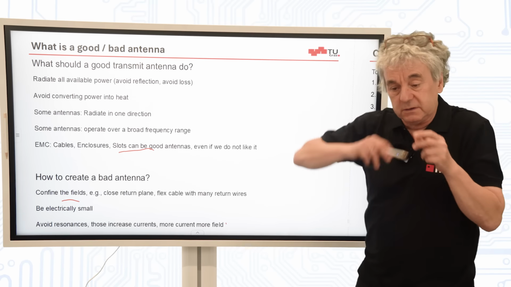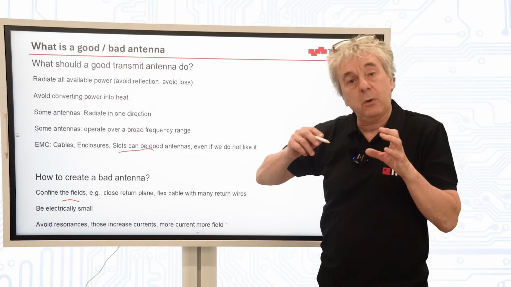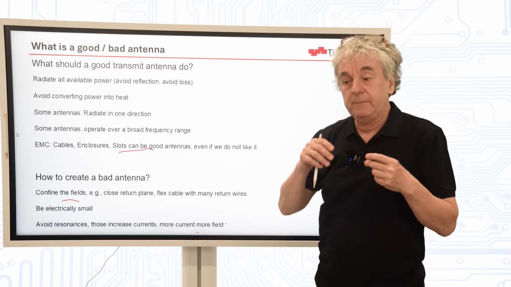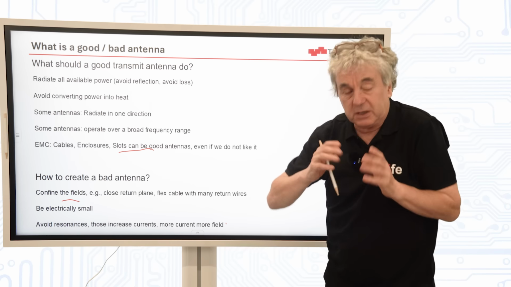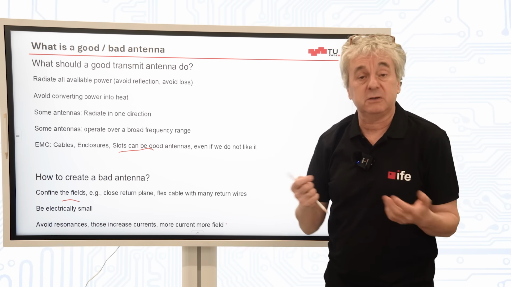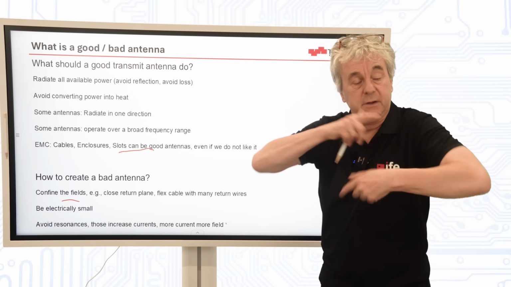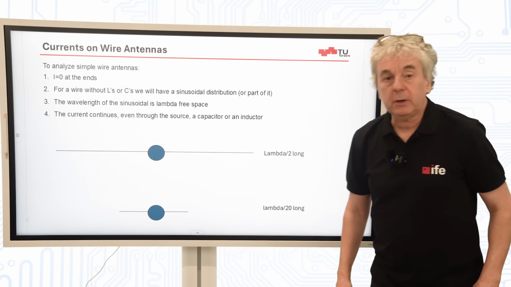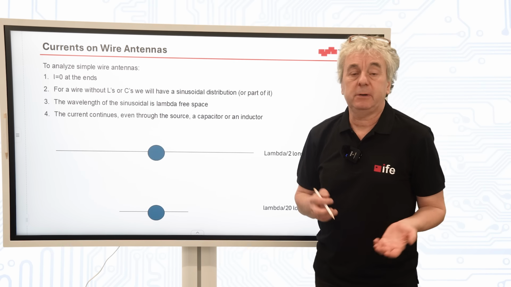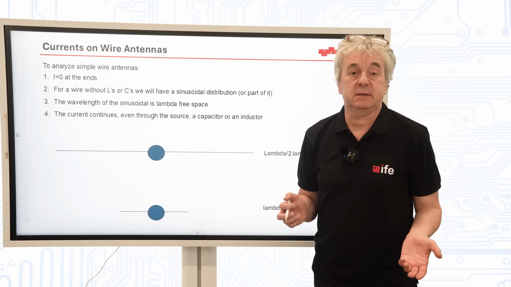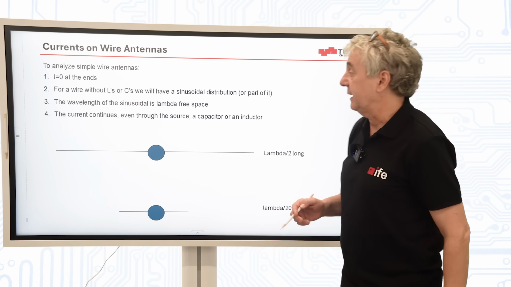If you have a resonance in a structure, you suddenly have more current because of the high Q factor, and then even if the structure is small, it may radiate because you have such a high current because of the Q factor. Okay, we need to look at some very simple concepts on wire antennas. This is mainly valid for wire antennas.